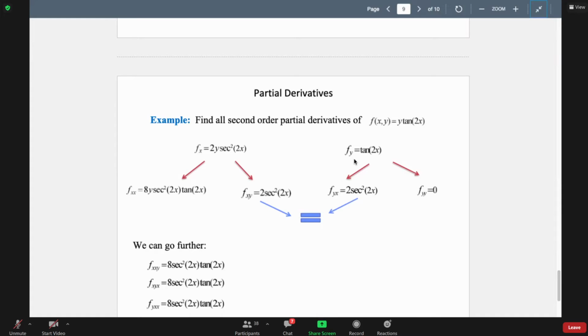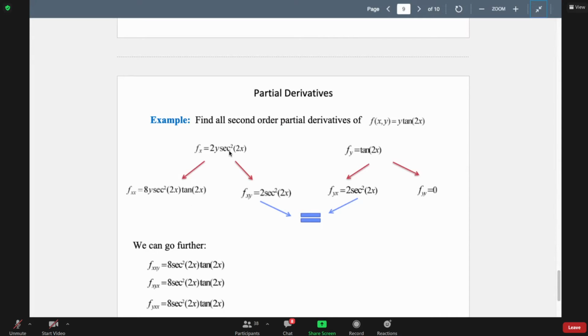Well, the derivative with respect to y is simpler. x is constant, so the derivative with respect to y is just tangent of 2x. Of course, now if you compute f_yy, that's 0 because this is independent of y. So f_yy, the partial derivative with respect to y twice, is 0. Well, f_xx, of course, the derivative of secant is secant tangent.